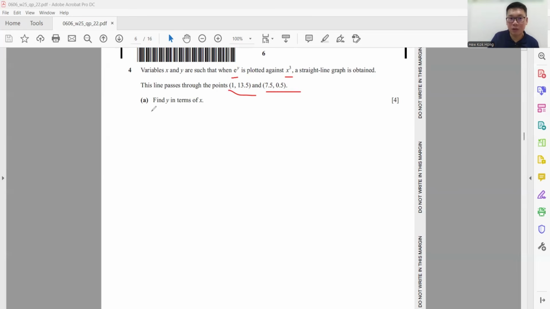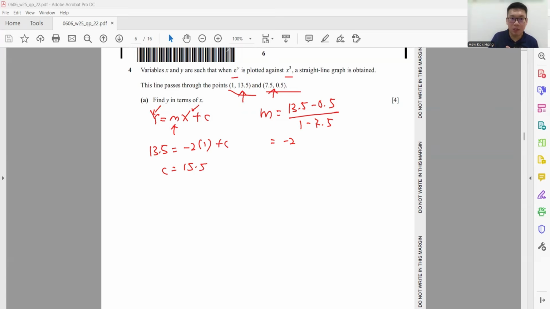So every time it's a straight line, we know we write the equation. And then we already know y is e^y, x is x^3, so we need to find the gradient and c. For the gradient, we use these two coordinates, change in y over change in x. So you get the gradient is minus 2. After you know the gradient, then we can use any of the coordinates to find the value of c. Then we successfully gain all the info we can substitute in.